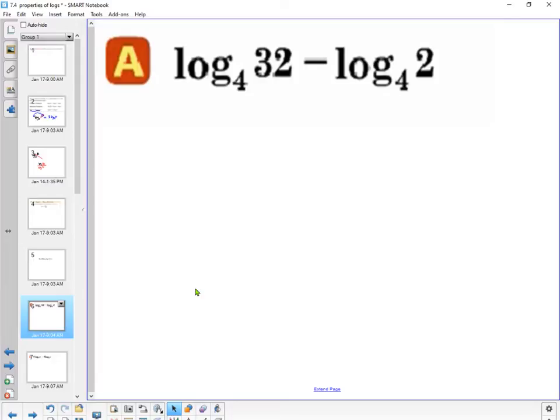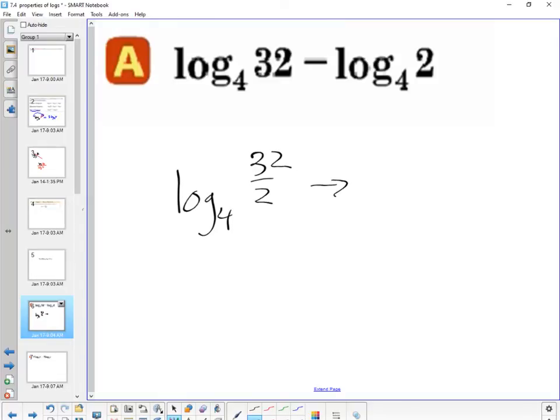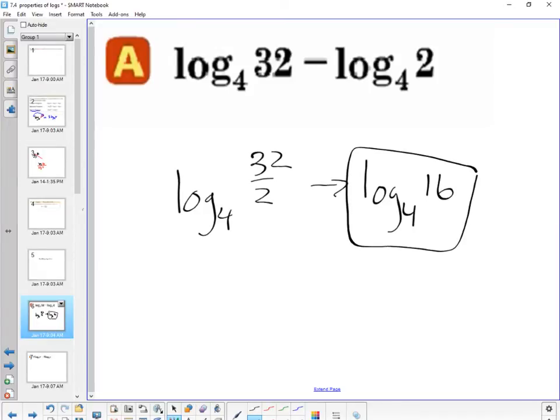Okay, wait a minute. This is a subtraction problem, which means I can condense it to be a quotient, right? So this, log base 4, would be 32 over 2, which becomes log base 4 of 16. And now I've simplified it. Now here's a question. What exponent on 4 will give me 16? So this is just equal to 2.